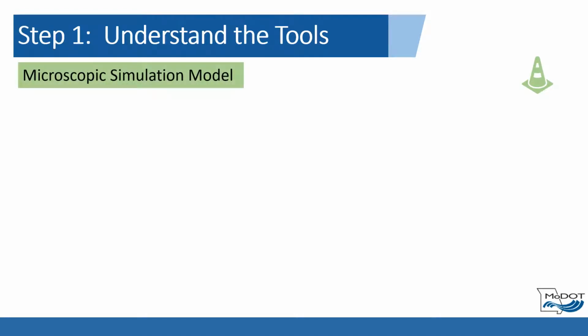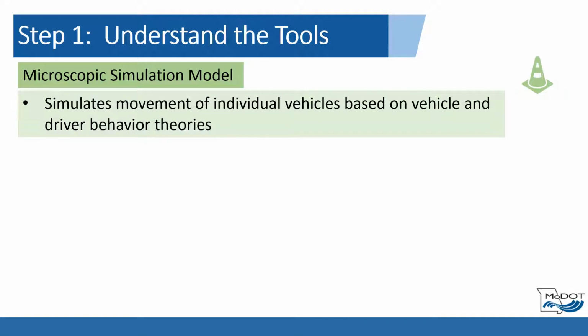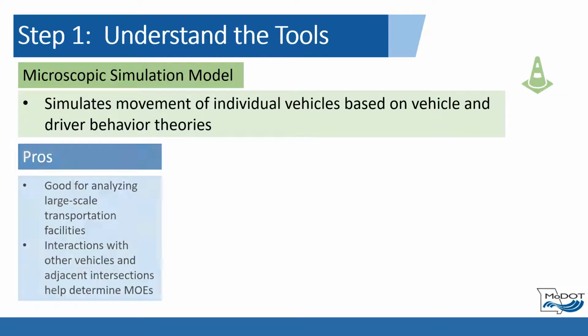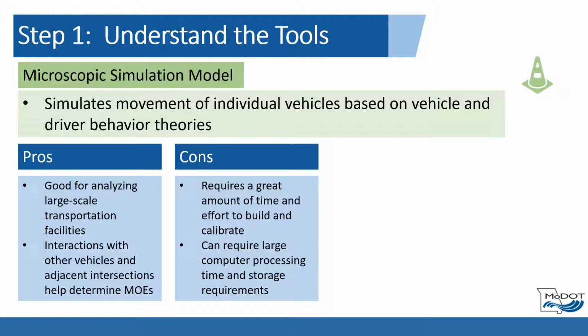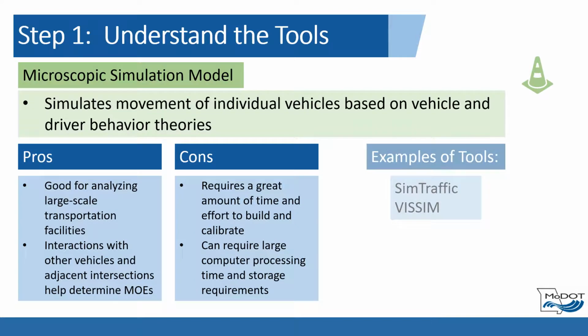Finally, microscopic simulation tools are used to simulate movement of individual vehicles based on vehicle and driver behavior theories. These tools are good at analyzing interactions with other vehicles and adjacent intersections, and help determine measures of effectiveness, MOEs, for large corridors. However, these tools can be very time, effort, and computer processing intensive. Examples of microscopic simulation models include SimTraffic and VISSIM.